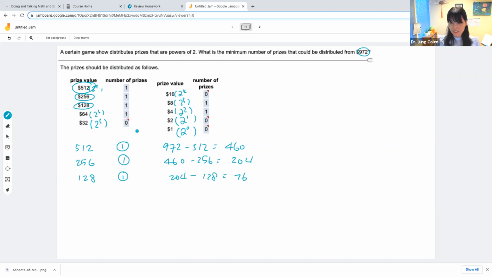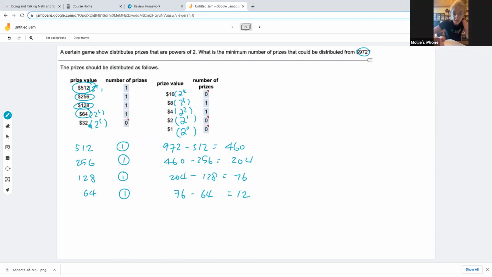Okay, $76 is left. So we can give away $64 from $76 too, right? We have enough money. So we can use one ticket for that. Then I can use 64 out of 76 and I have $12, right? Yes. That's not enough for a $32 ticket, so I cannot give away any of them. That's why it's 0.